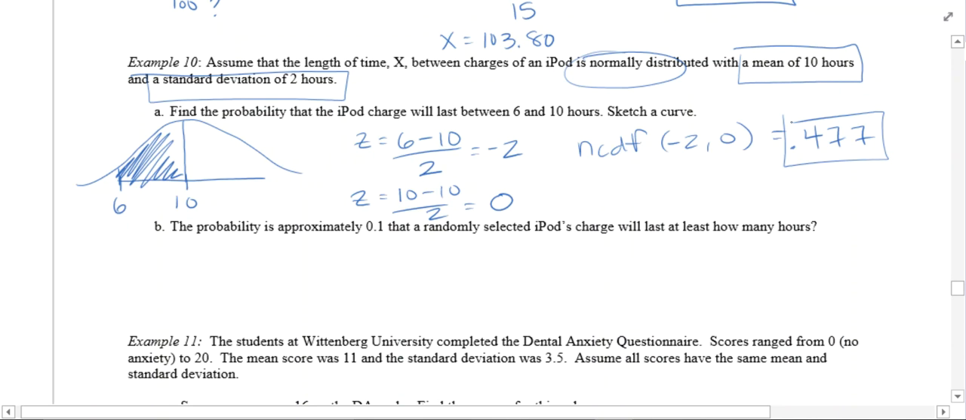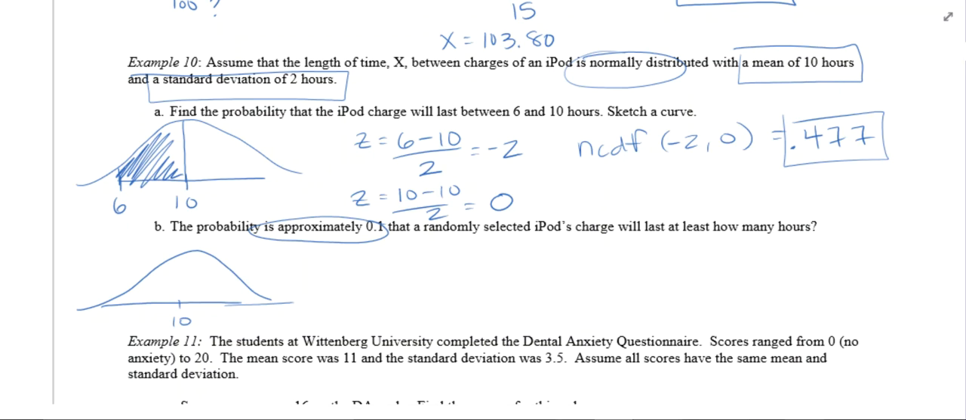All right, let's just do part B. The probability is approximately 0.1 that a randomly selected iPod's charge will last at least how many hours? Okay, so let's sketch this out. What is this question asking? All right, so we're still centered at 10. That's our mean. Probability, so we know the answer, 10%. Okay, so we got to draw 10% on the curve that the charge will last at least how many hours?